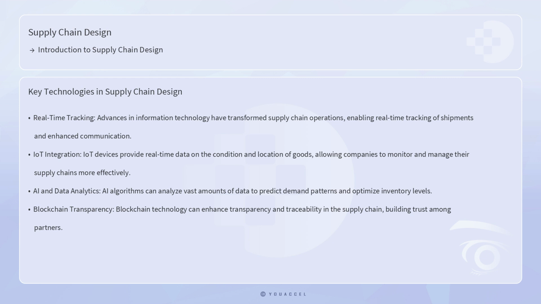For instance, IoT devices can provide real-time data on the condition and location of goods, allowing companies to monitor and manage their supply chains more effectively. AI algorithms can analyze vast amounts of data to predict demand patterns and optimize inventory levels, while blockchain technology can enhance transparency and traceability in the supply chain, building trust among partners.